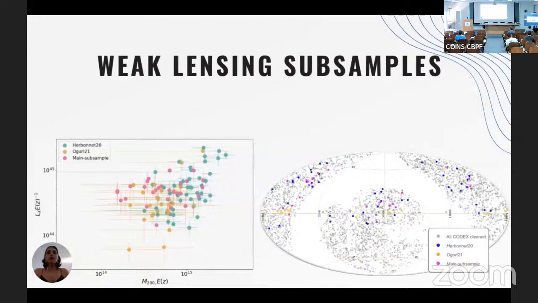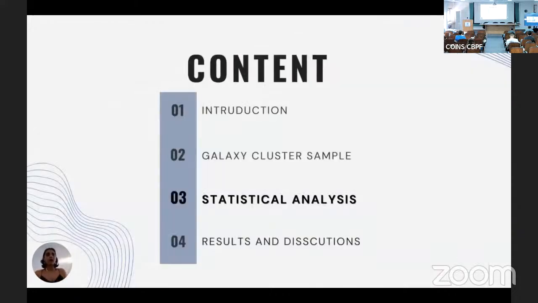So to sum it up, here we have all of our samples in the X-ray luminosity and mass plane in the left figure. And we can see that most of our clusters, all of our clusters really, are high mass systems. All of them present a mass over 10 to the 14th solar masses. And on the right here, I'm just showing a projection of our samples and the CODEX catalog.